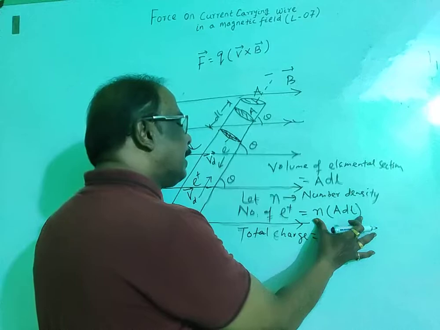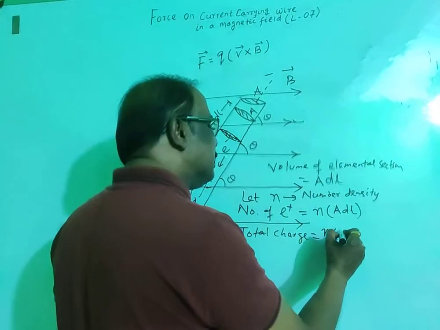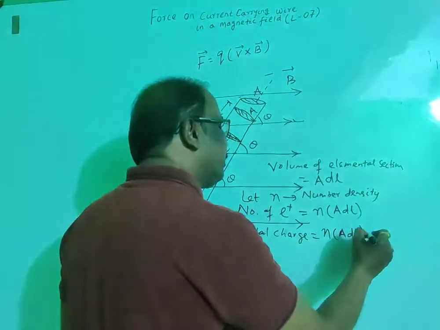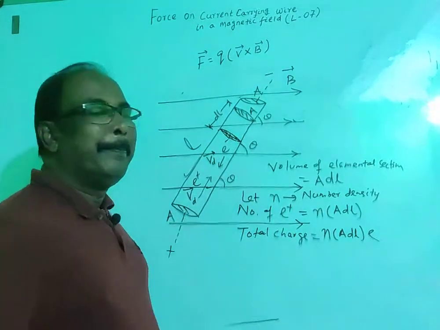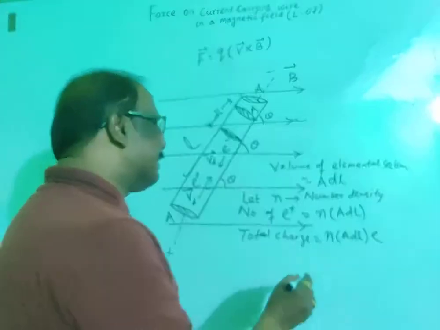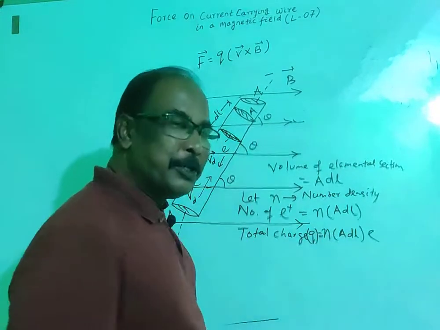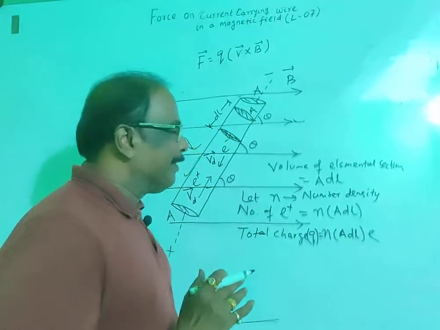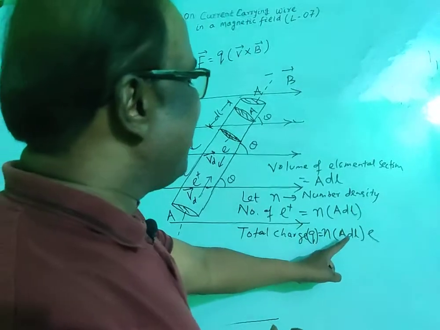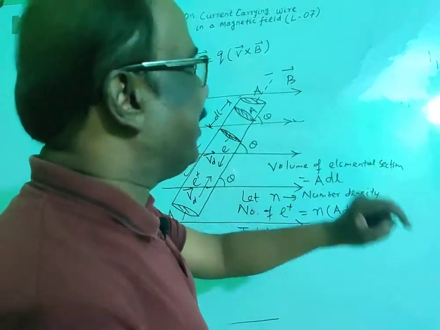This is the number of charges, and the total charge is n into A dl into charge e. This is the total charge, and this is Q. Total charge is Q. Is it clear? Total charge is n A dl into e.